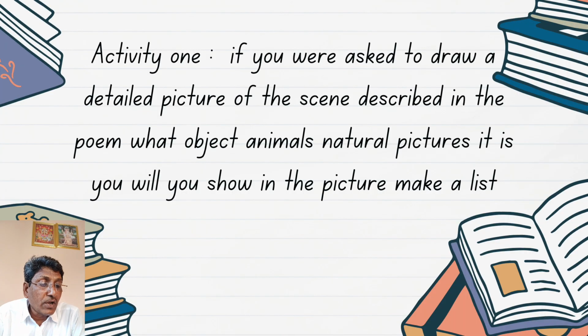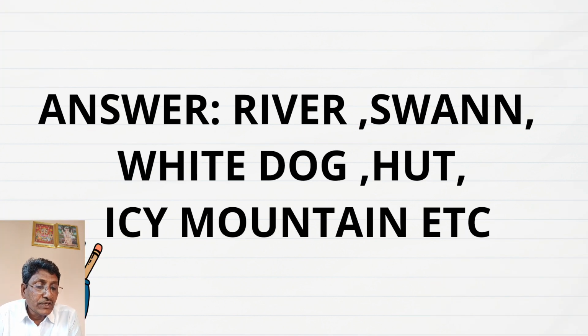If you were asked to draw a detailed picture of the scene described in the poem, what objects, animals, natural features, etc. will you show in the picture? Make a list. So they have asked us to make a list of whatever you want to draw in the picture. The possible answer I have written here: river, swan, hut, house, white dog, white dove, icy mountain, full moon, sky. So, dear friends, I have already solved the first activity and I will go to the second one.